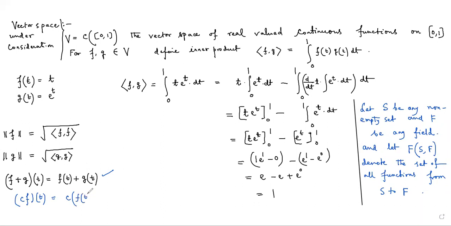Yes, sir, I got the problem. It's example 3 from that book, page number 9. So this vector space is a special type of that sort of function space, a special case of that type of vector space.